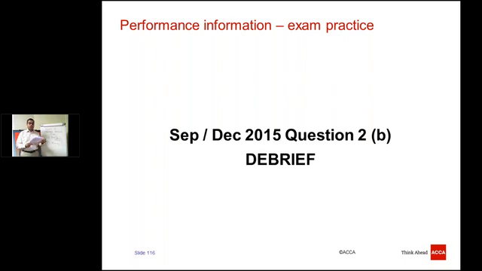Now, as part of the question, it was divided into two parts, although it was not known how many marks were available for each sub-part. The first one was: discuss the relevance and measurability of the reported performance information and recommend the examination procedures to be used in auditing the performance information.